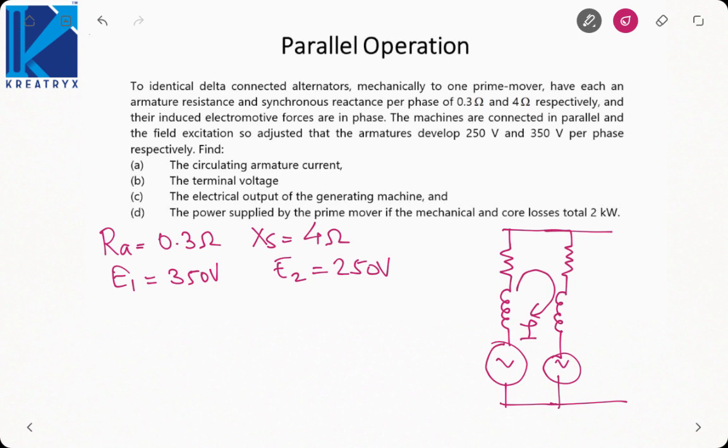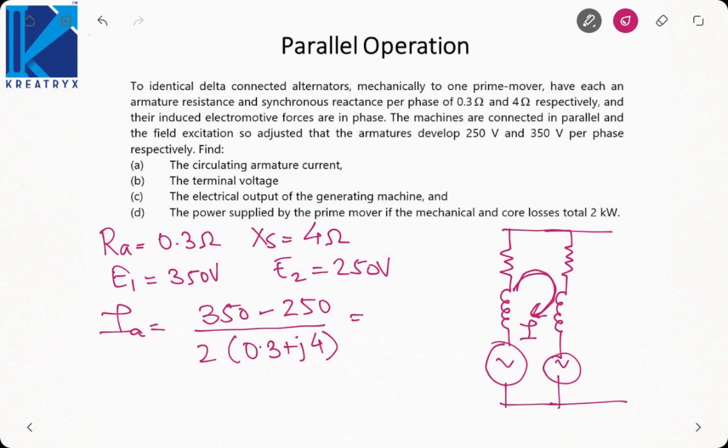Now we need to find circulating armature current. Since EMF is not equal, there will be armature current, how much? Higher voltage minus lower voltage by impedance. Now if you see, this current flows through two impedances, one belonging to each machine. So net impedance will be 0.3 plus j4. So how much will it come out to be? 12.465 at an angle of minus 85.7 degree ampere.